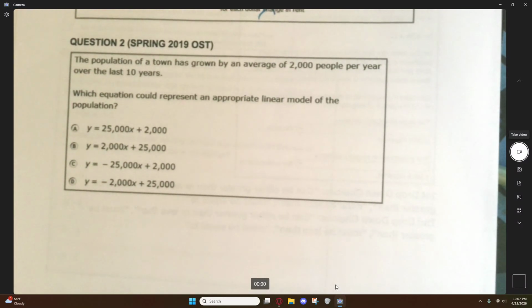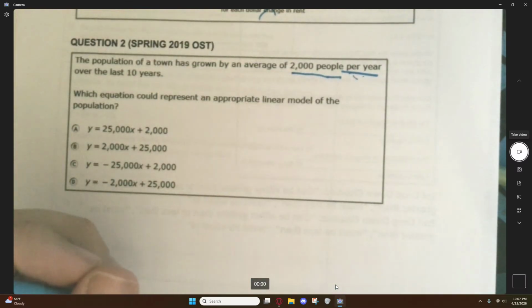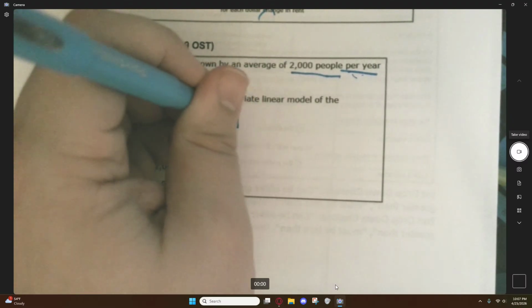Number 2. The population of a town has grown by an average of 2,000 people per year over the last 10 years. Which equation could represent an appropriate linear model? It's grown by an average of 2,000 people per year. Okay? People per year.